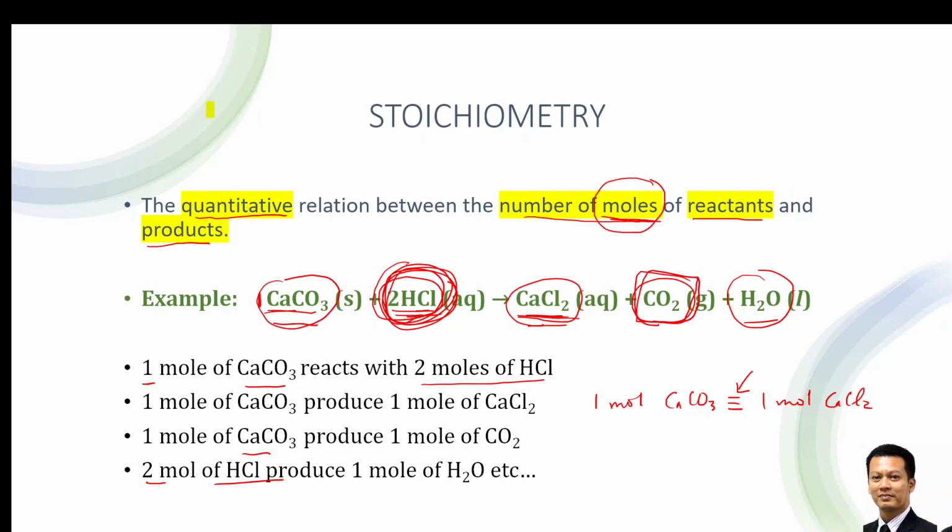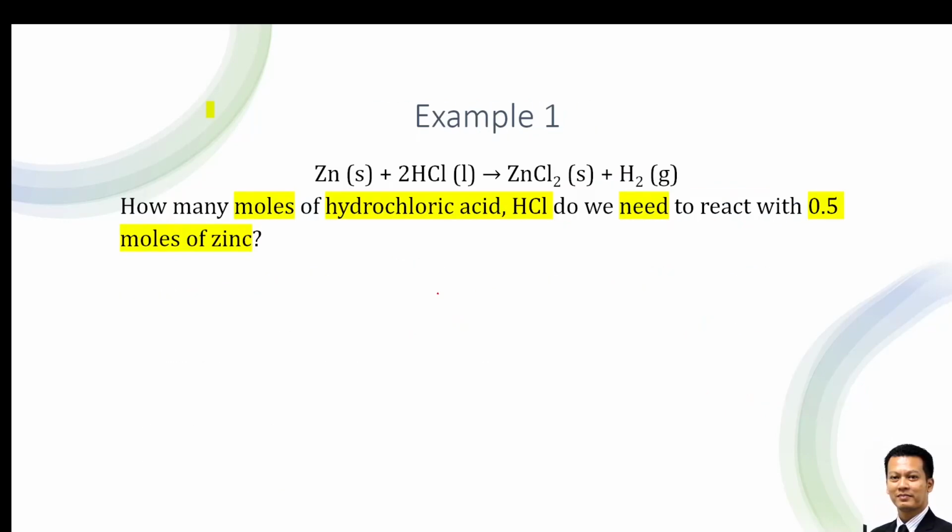So that is the relationship between reactant and product. Stoichiometry is about the quantitative relationship. Let's look at the example here. How many moles of hydrochloric acid do we need to react with 0.5 mole of zinc? If we have 0.5 mole of zinc, how many mole of HCl do we need?